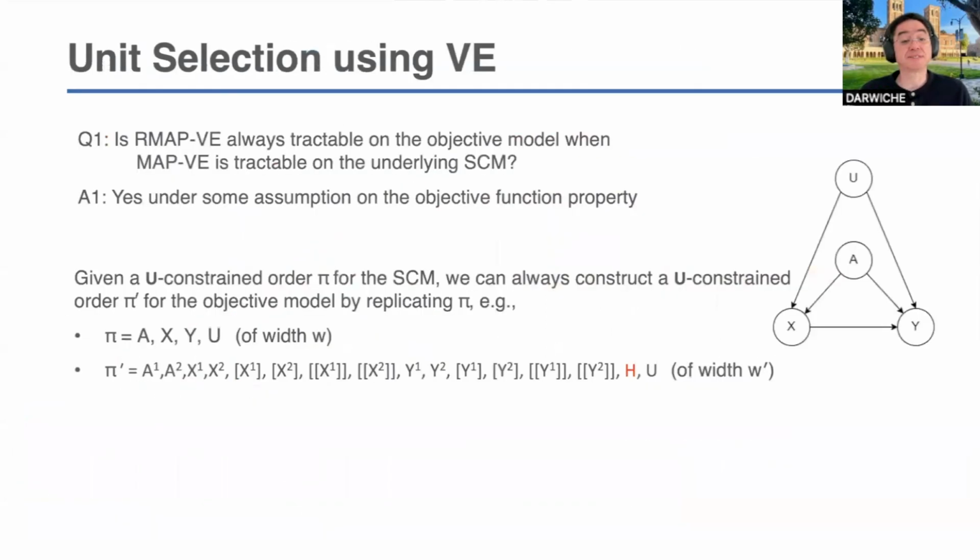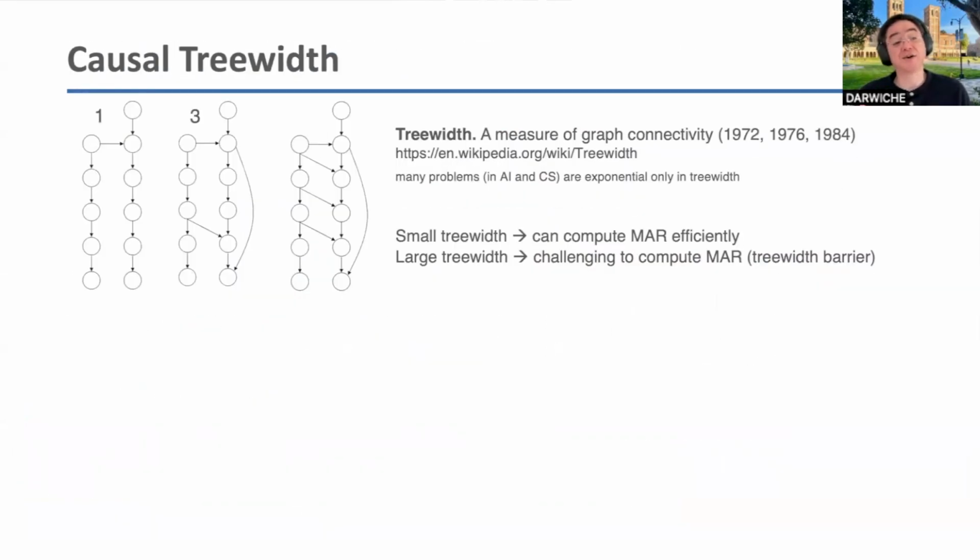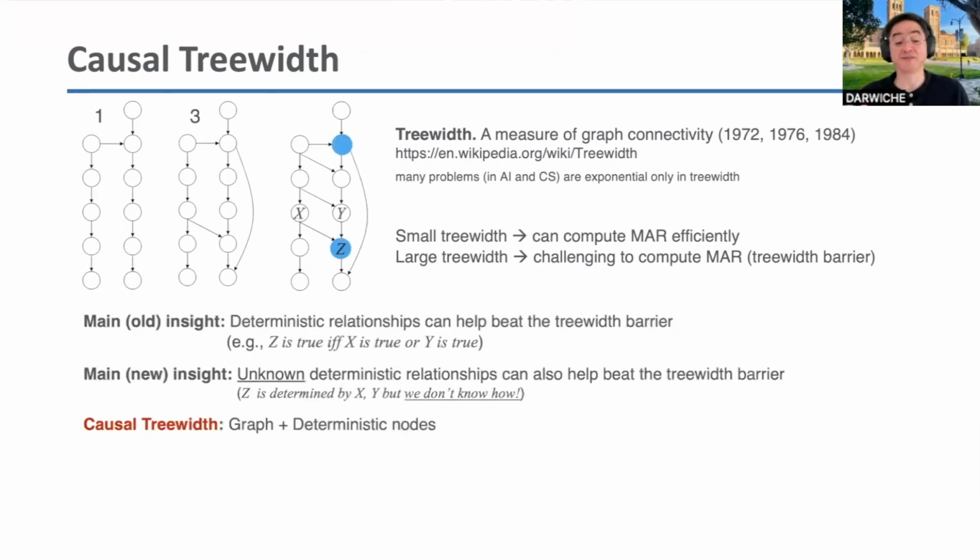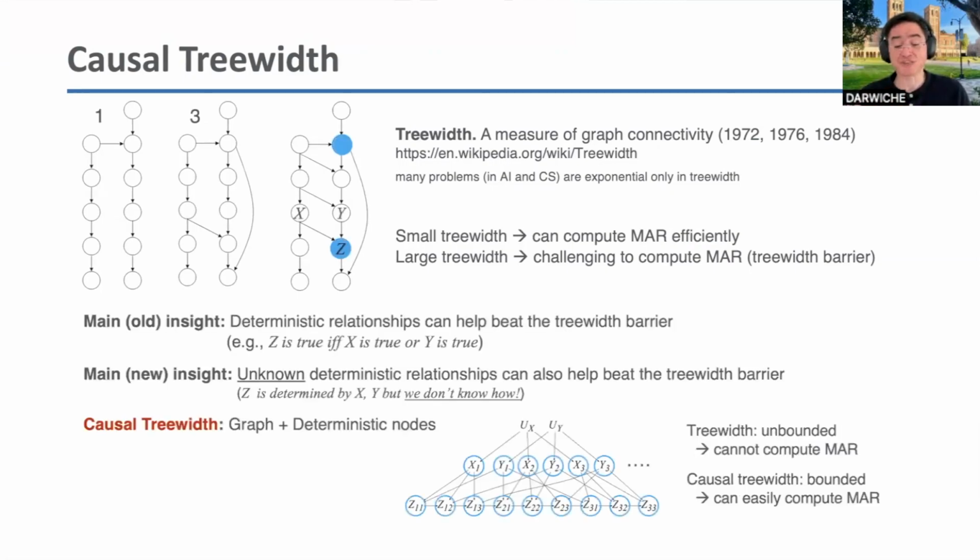I'm going to skip this. There is a slide on a new notion called causal treewidth. Let me leave it for discussion. This is a new major development. We have not used it in this work yet, but it appears in this paper.